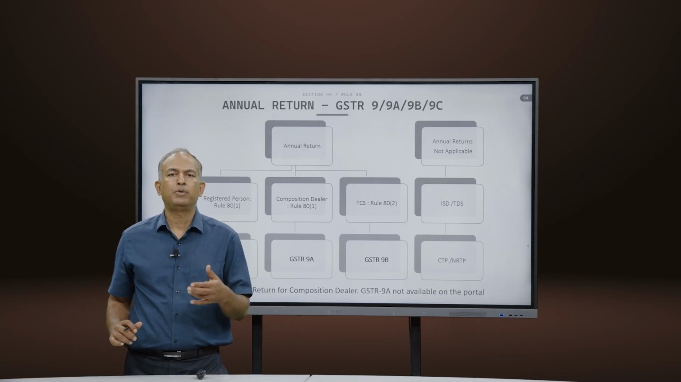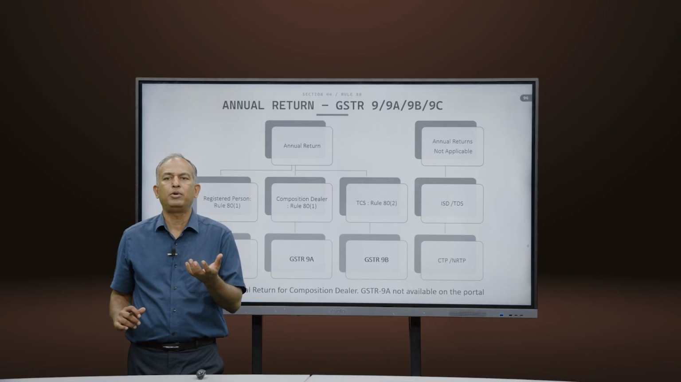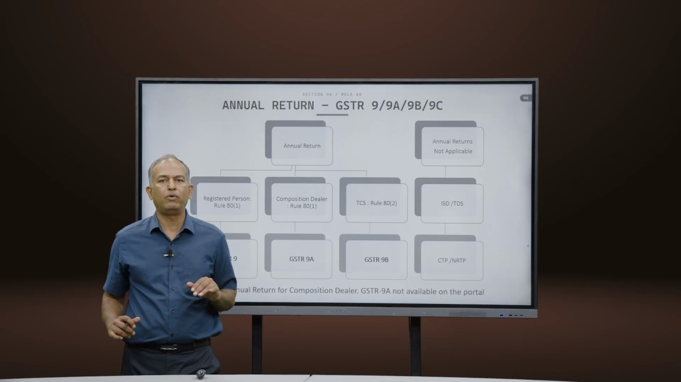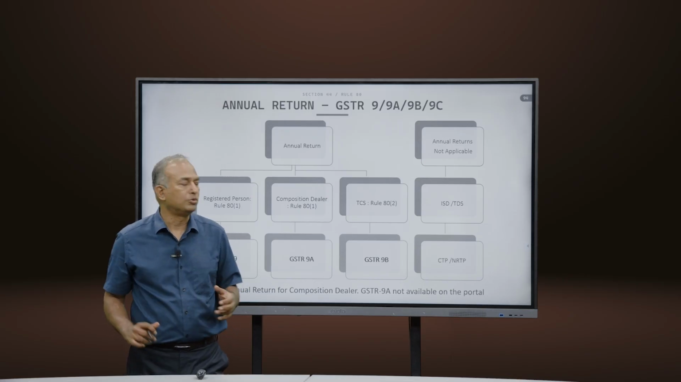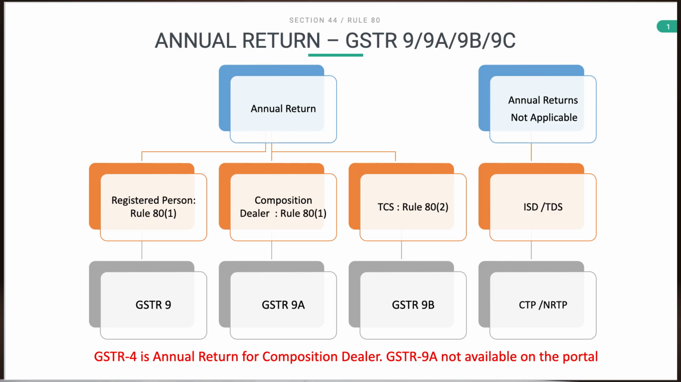Now think about the perspective of a composition levy person. His turnover generally has to be less than 1.5 crores, which is very much less than 2 crores. So it is totally optional for the composition levy person also. With reference to GSTR 9B, I think it is not yet active on the system.